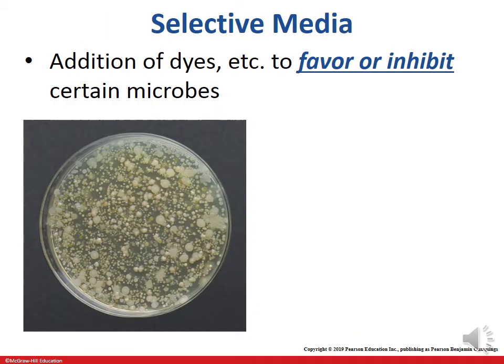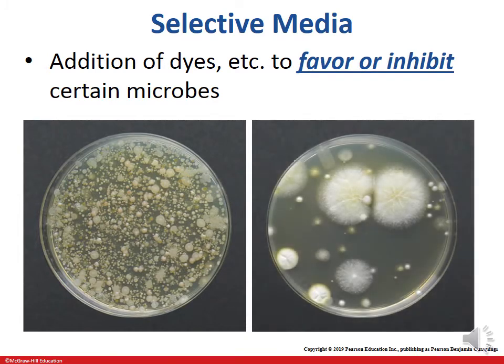Selective media is just what it sounds like. It's going to select for or inhibit some species. So if you're looking at this image here, it's probably nutrient agar, which is a complex media. It's got nutrients that pretty much support the growth of anything that was inoculated on it. But if you add salt or some other component to that media, you might actually inhibit the growth of certain things, right? So Staphylococcus would grow great on a type of media that had more salt than not. So selective media is going to be used in certain circumstances.